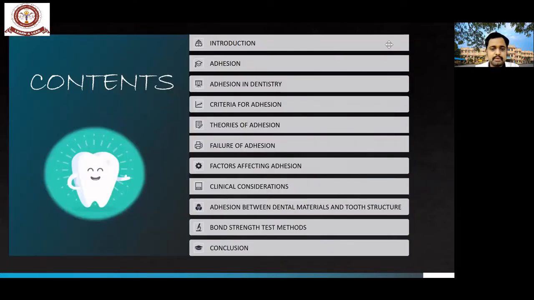Coming to the contents, we have divided it into the basic part and the advanced part. In the advanced part we discuss various testing methods of adhesion. We will see it in the next class.